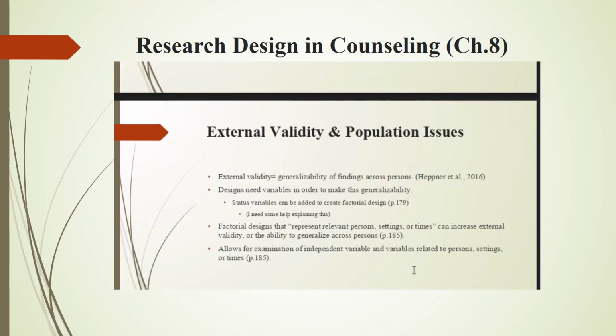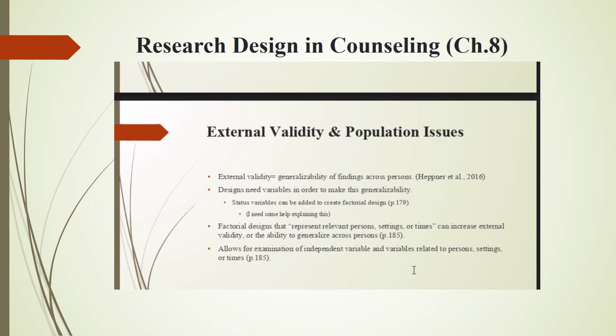So, external validity and population issues. External validity is the generalizability of findings across persons. So we want our study to be generalizable across persons. We want it to represent our population well. Designs need variables in order to make this generalizability. So we've got to add some variables in there, some controls, things that we can use within our study to make our research generalizable to this population and other populations as well, to kind of see what research we get.